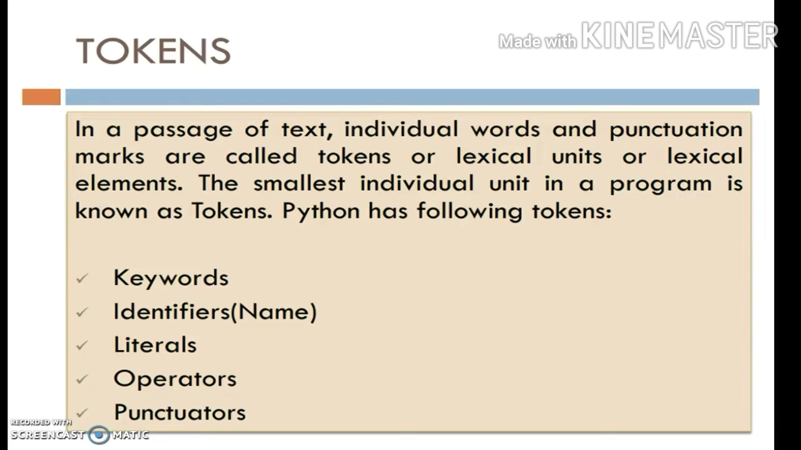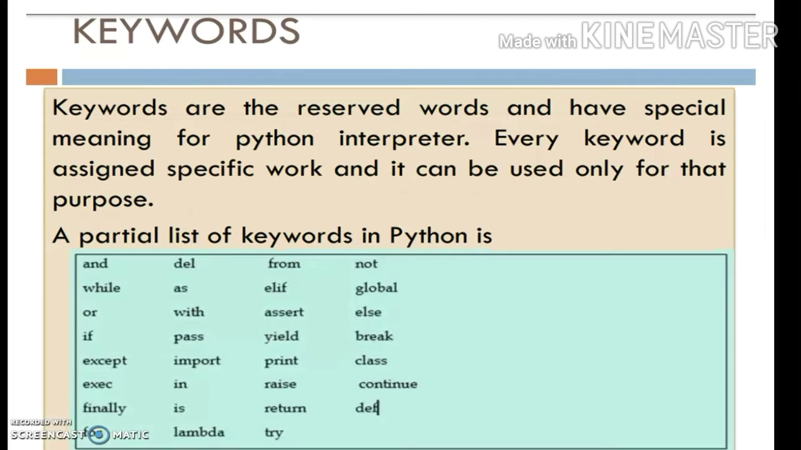Then let's learn the first one, keywords. Keywords are reserved words and have special meaning for the Python interpreter. Every keyword is assigned a specific work and it can be used only for that purpose. That means we can't use a keyword as the name of a variable, function, class, etc.